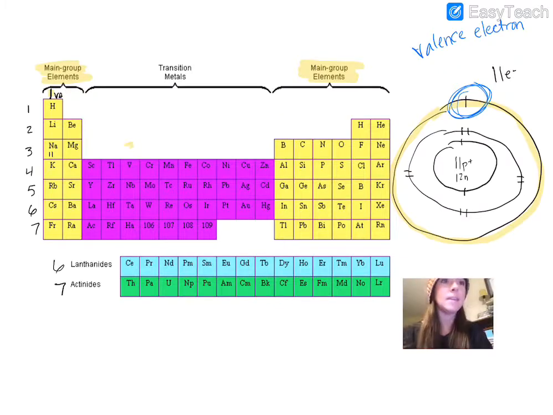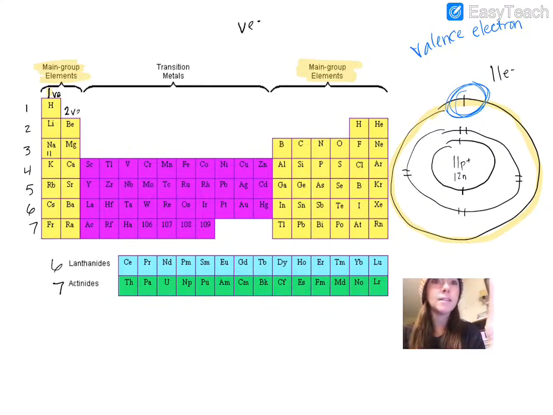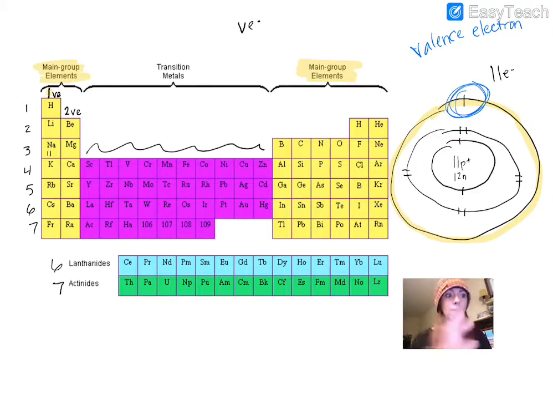So when I write VE, all right, that just means valence electron. And I may not always put that negative symbol next to the E, but VE means valence electrons, all right? Group 2 has 2 valence electrons. Now, we are going to skip over the transition metal section. They are not a part of what we call the main group elements, or sometimes called the representative elements.